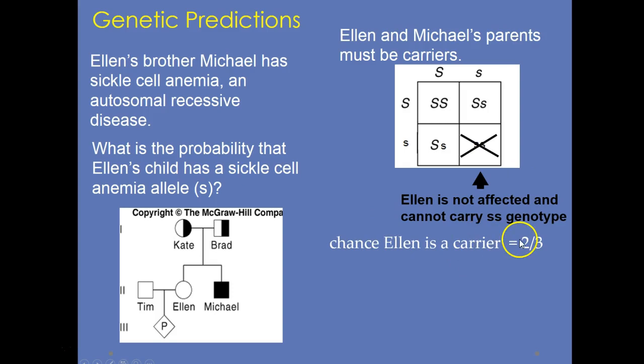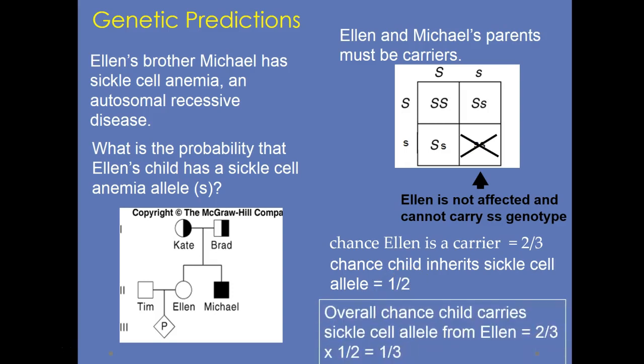However, there is a chance that she's a carrier. So what's left here is there's a 2 out of 3 chance that she herself is a carrier for sickle cell disease. So that means that there is a 50% chance that her child is going to have that sickle cell allele herself. So then the overall chance is then 2/3 times 1/2, which is 1/3.